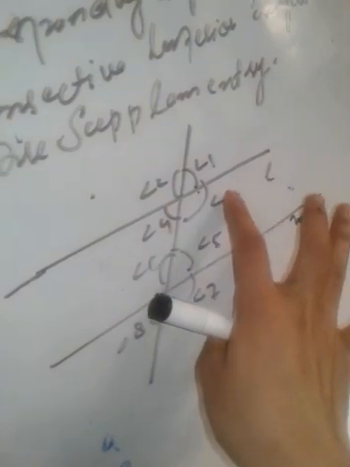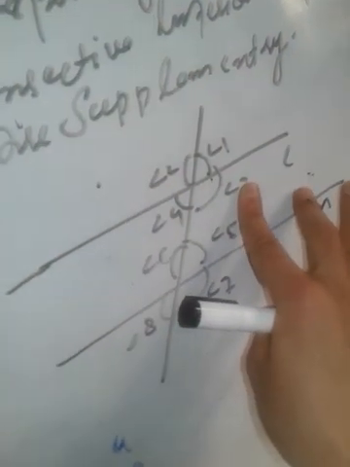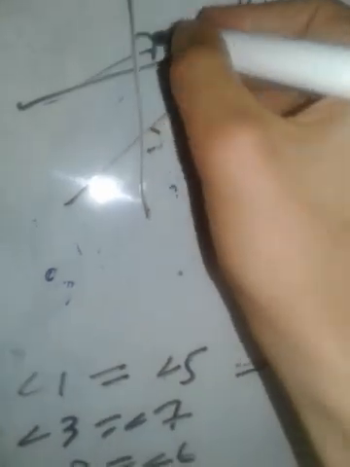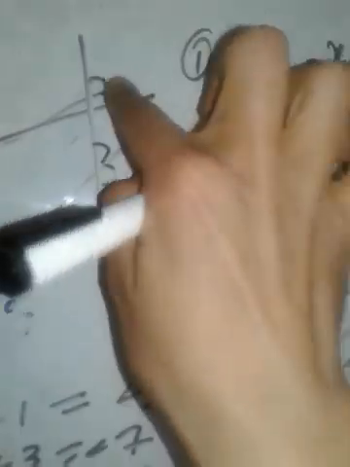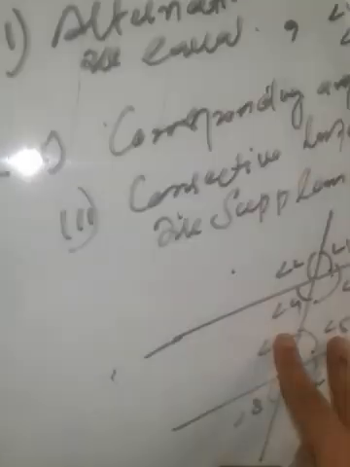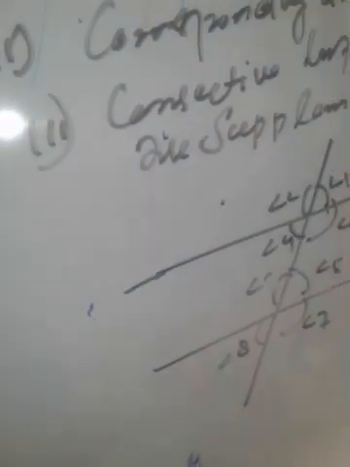This is true for only which lines? When the lines are parallel. For example, if we have non-parallel lines, here also these are corresponding angles, but the lines are not parallel. It means that these angles are not equal. This is valid only for parallel lines.